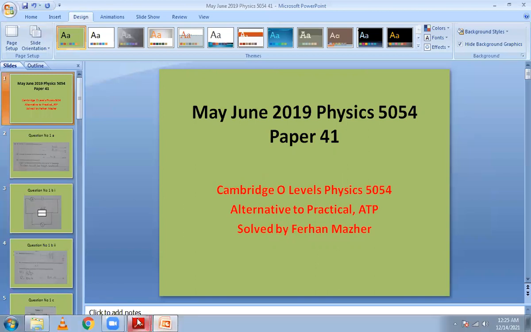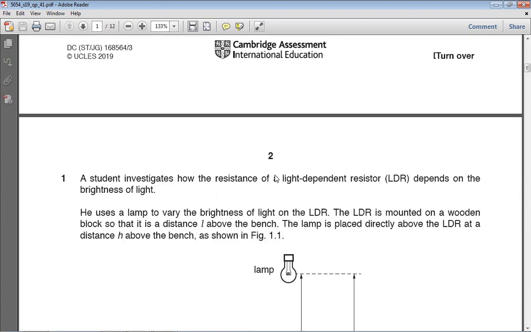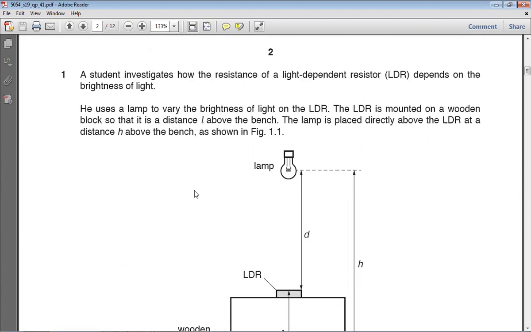So let me show you the question paper. May-June 2019, paper 41, alternative to practical. So the first question coming up. A student investigates how the resistance of a light-dependent resistor, LDR, depends on the brightness of light. He uses a lamp to vary the brightness of light on the LDR. The LDR is mounted on a wooden block so that it is a distance L above the bench. The lamp is placed directly above the LDR at a distance H above the bench as shown in the figure.